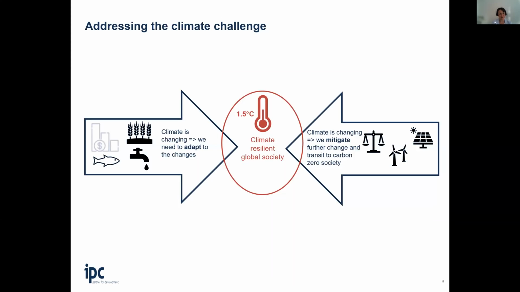And I promise I will be very short, but I also realize that quite some have joined us later, so let me quickly explain and visualize a bit what Jane has mentioned before. We need to build a climate resilient global society. I think there is no doubt. Climate is changing already, and we would like to keep the rise in temperatures to a maximum of 1.5 degrees, but that already means in some parts we have to adapt to those changes, and on the other hand, we still have to mitigate climate change in order to keep this to the 1.5 degrees.